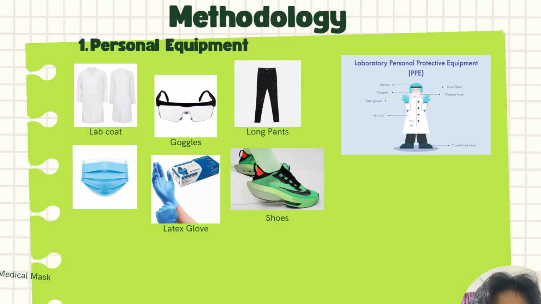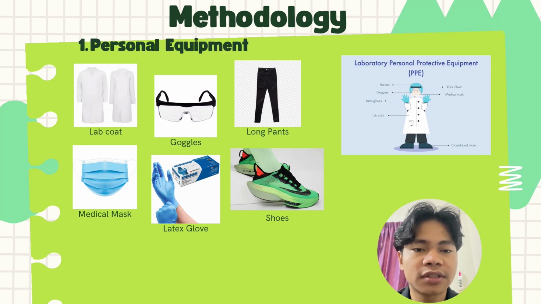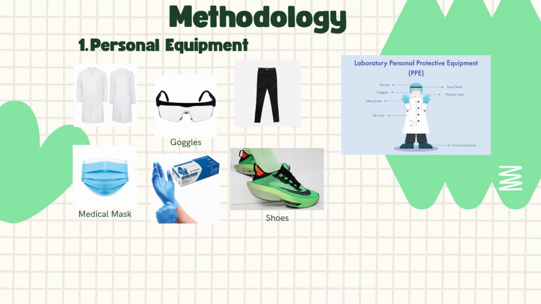I will continue to methodology. The first part of the methodology is personal protective equipment. Personal protective equipment includes lab coat, goggles, latex gloves, long pants, shoes, and medical mask. We need to use this in the lab for protecting ourselves from chemicals.